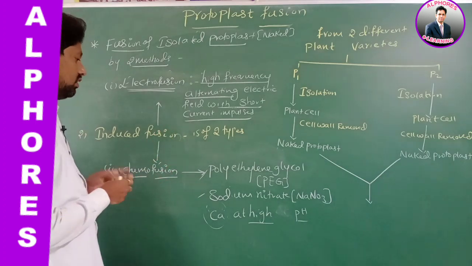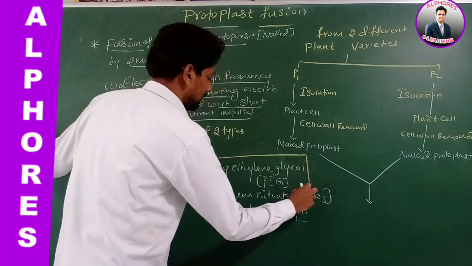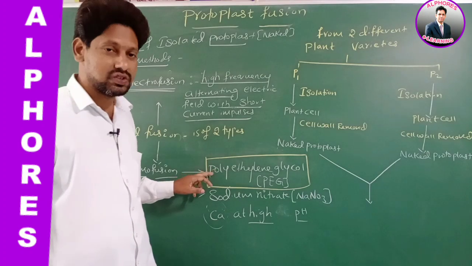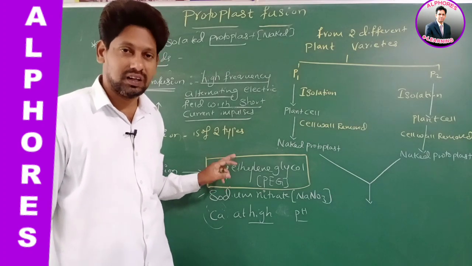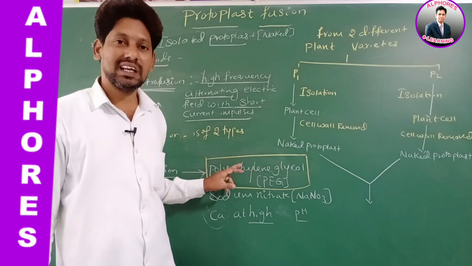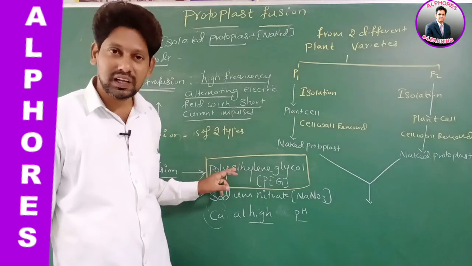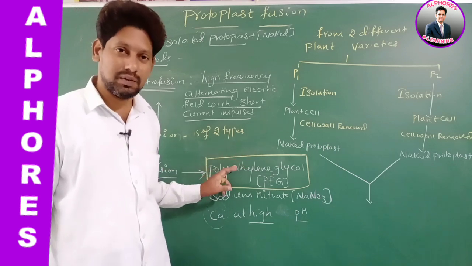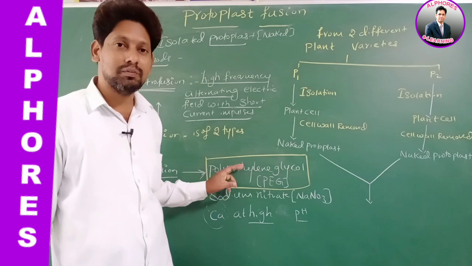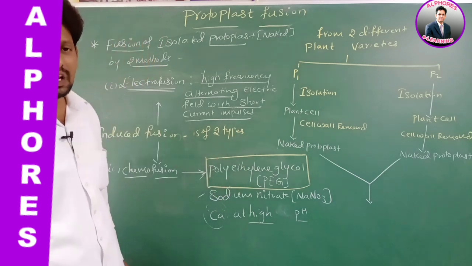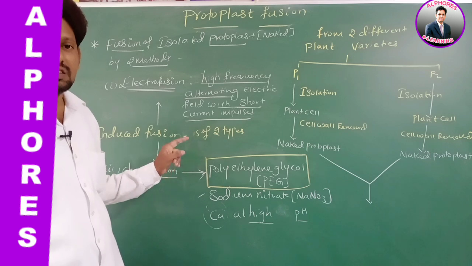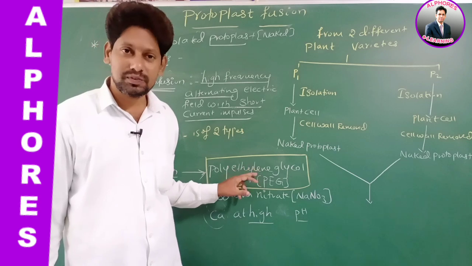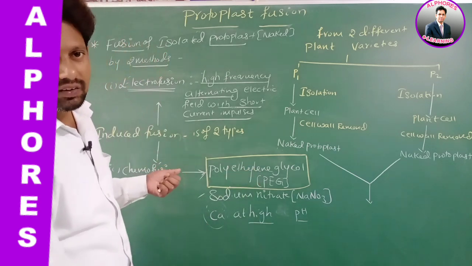Now listen to this statement. Polyethylene glycol is used even to transfer genes during the genetic engineering process. Therefore, transferring genes by using polyethylene glycol, which is a chemical, is named chemical mediated gene transfer. You will get this statement in detail in the chapter biotechnology. Is it okay?